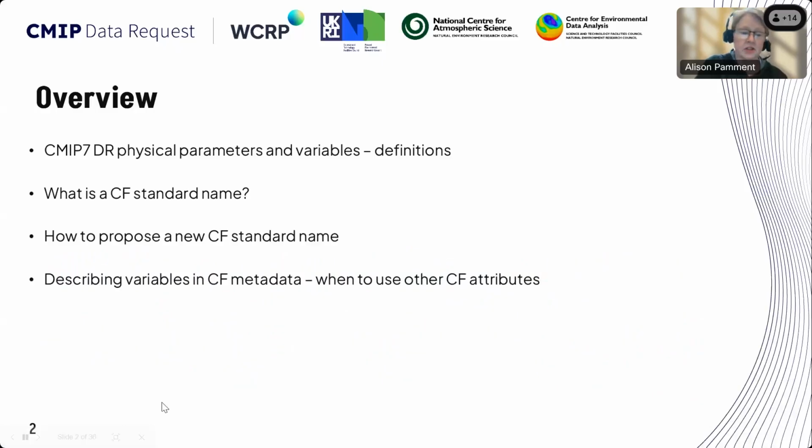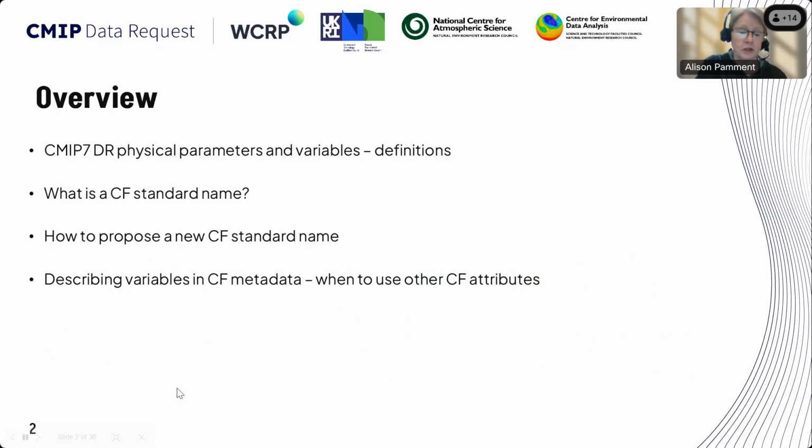So what I'm going to cover today is, first of all, a couple of definitions: according to the data request, what do we mean when we're talking about physical parameters and variables? What is the difference between those two things? It's good to be clear about that. Then I shall go over some of the basics of what a CF standard name is. What does a standard name look like? How do you go about constructing one? What sort of rules does it have to follow to be a valid CF standard name?